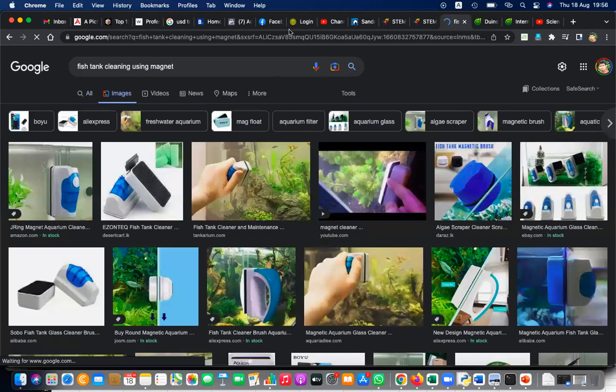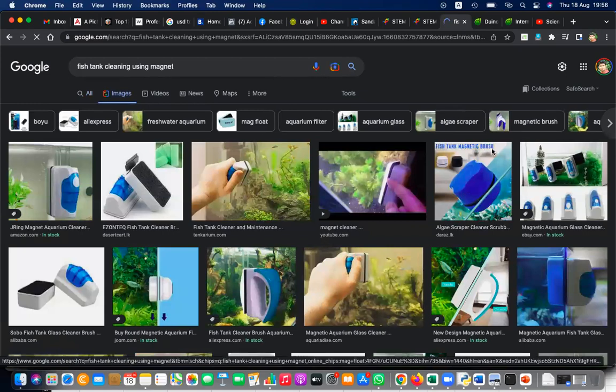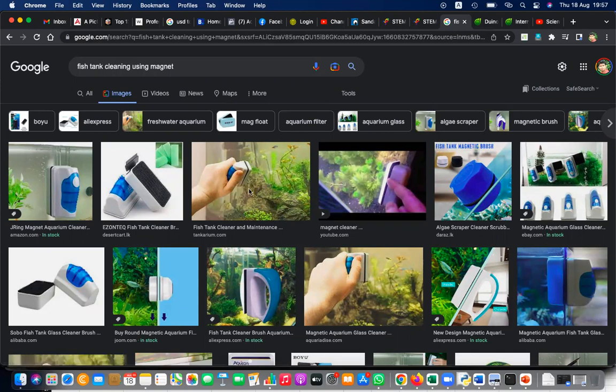Here you can see, this is called a magnetic brush, right? For fish tanks especially, this magnetic brush is used. The reason is, you cannot put your hand into the fish tank and start cleaning when fishes are there. Therefore, this magnetic brush is really useful. It will attract the magnetic element on the other side, so at the same time, the outside and inside both will be cleaned.